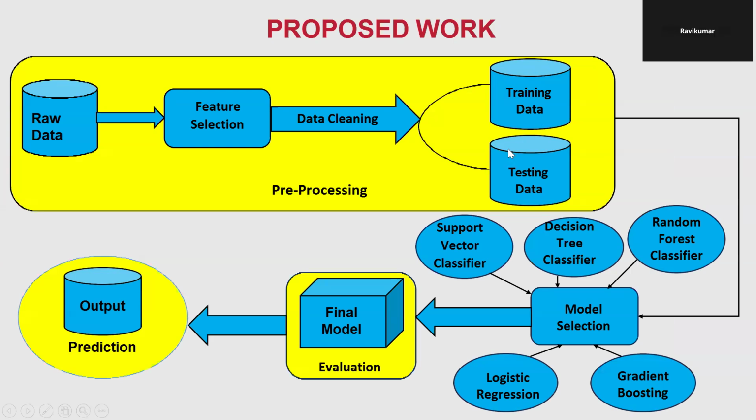The proposed work consists of a pre-processing phase. First, the raw data: the process begins with raw unprocessed data. Next, feature selection. Important features relevant to the prediction task are selected, and irrelevant or redundant features are removed. Next comes data cleaning, a process where missing values are handled, all data types are corrected, and any anomalies are addressed.